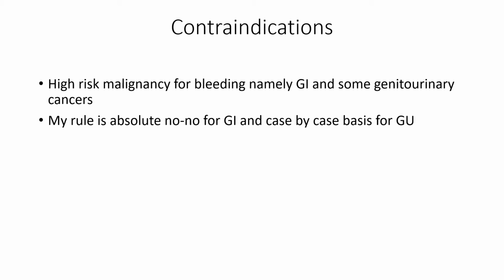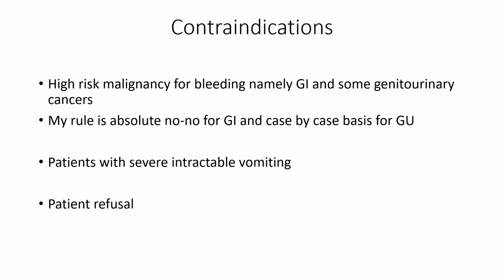Someone who's got low platelets with a clear bleeding pattern, I would avoid. Whereas if you've got someone that's had no bleeding issues at all, then you may well consider a trial and you can always switch. Patients with severe intractable vomiting, it's not rocket science. If they can't keep the tablets down, then give them an injection instead. Patient refusal, of course, and unavoidable drug interactions. So again, another reason to use that interaction checker.